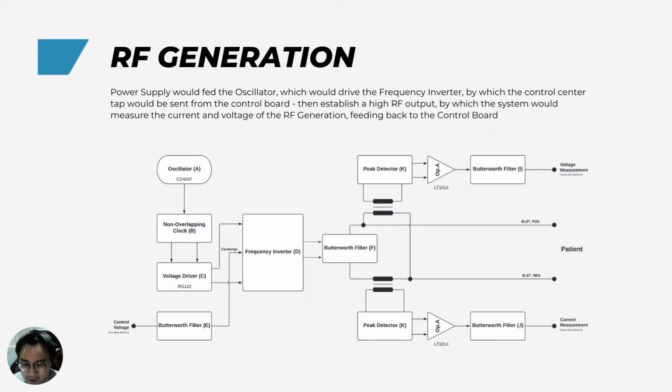The two peak detectors, one for voltage and one for current, are the ones sending the sampling data back into the control board. Now, explanations in detail are mentioned in the report, and if you have any questions, please feel free to mention them in the comments, and I'll do my best to answer them.